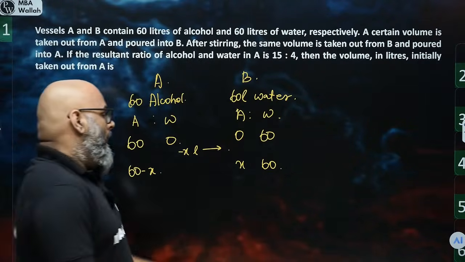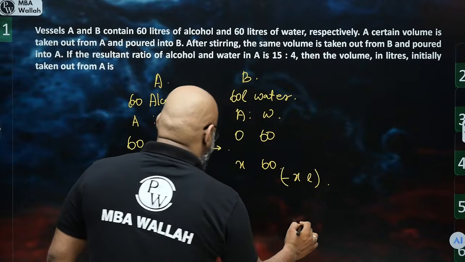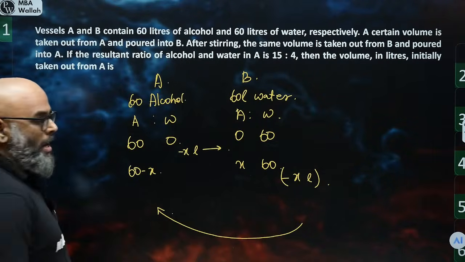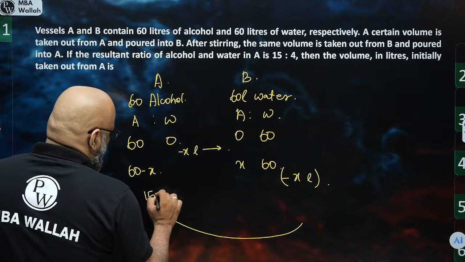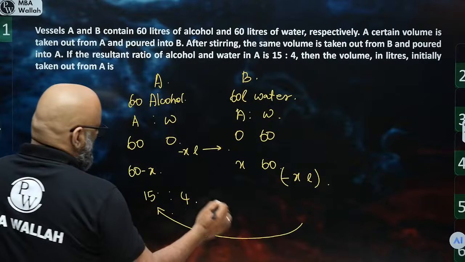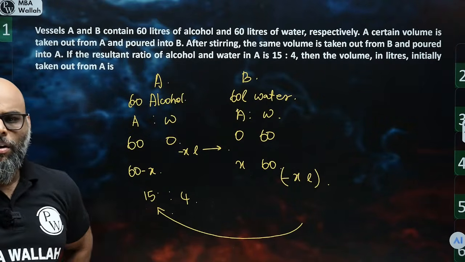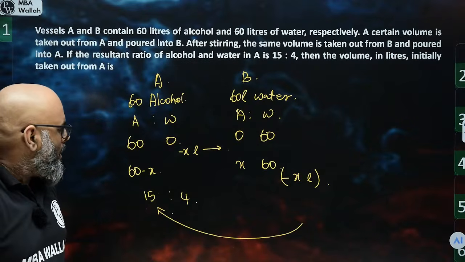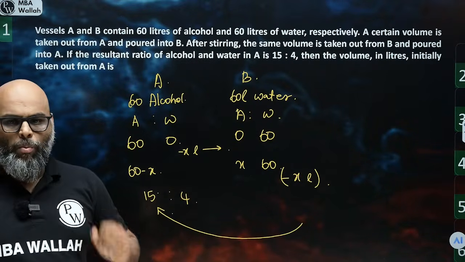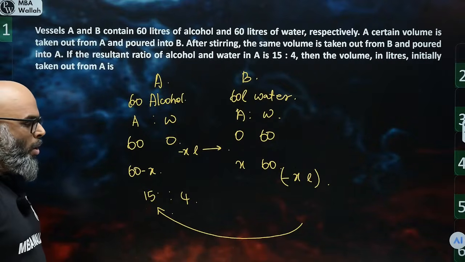Now, again X liters is removed from here and added over here. As a result, the ratio of alcohol to water will become 15:4, in some parts, 15 parts to 4 parts. Now the question is, what is going to be my X? What value of X was removed? Right. Now how do I go around this?